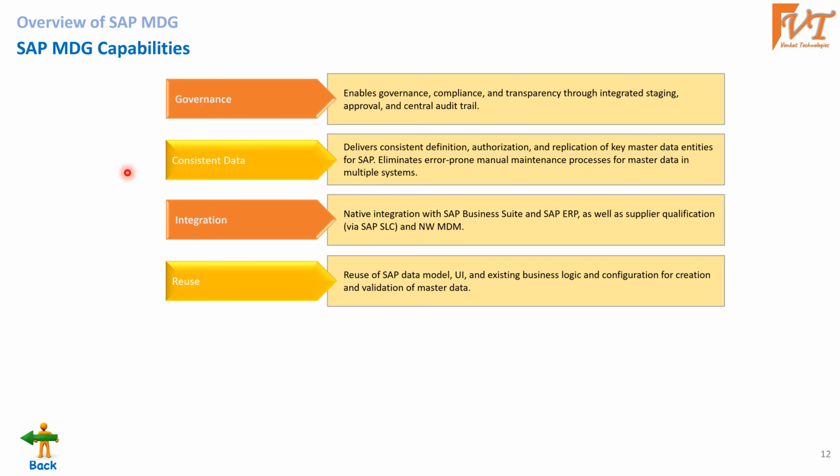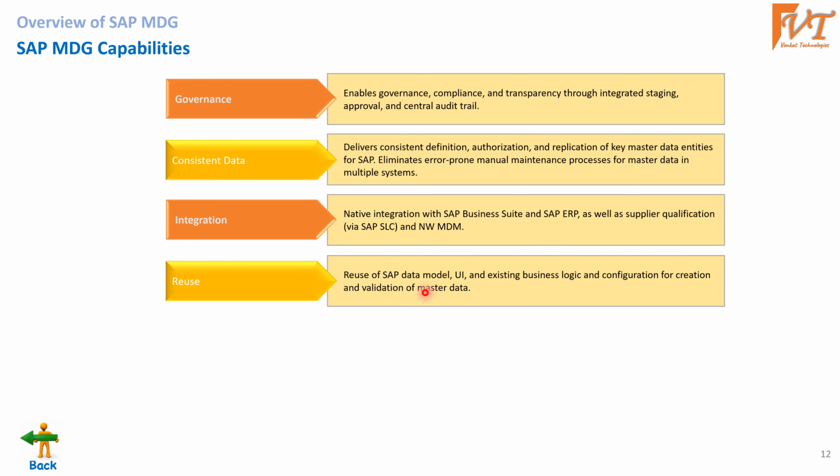Maybe these terms are new for you at the moment, but I just wanted to call it out. So we have something called the data model in MDG, and the UI, the user interface, which you might have heard about many times. And we have the business logic, in the form of APIs. So these are reusable.